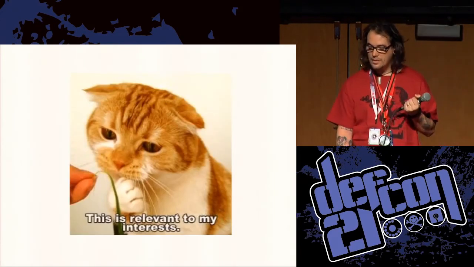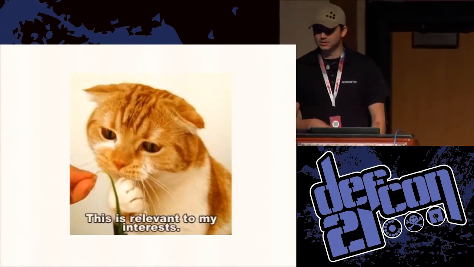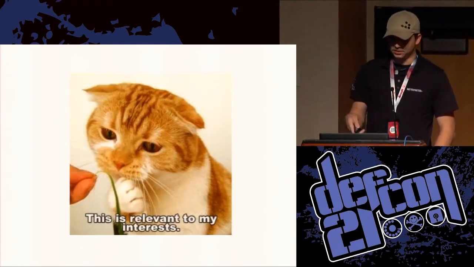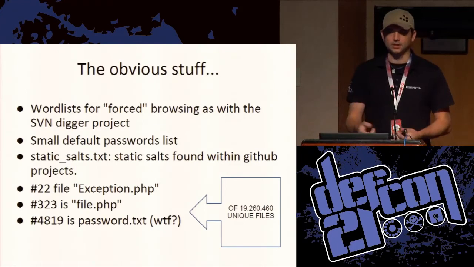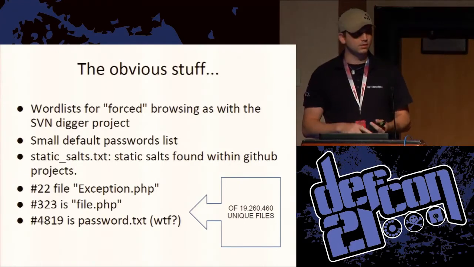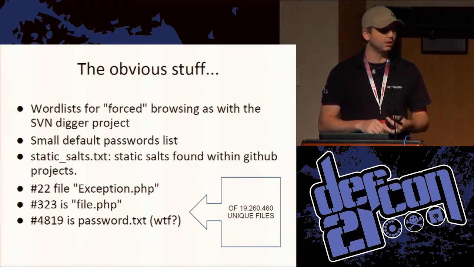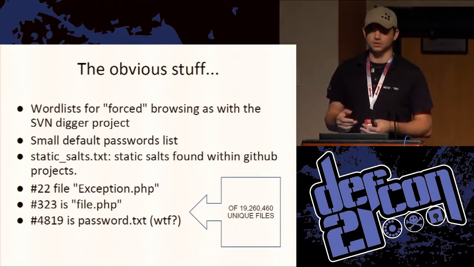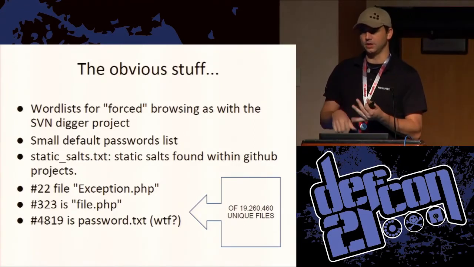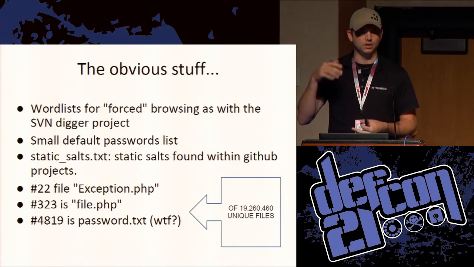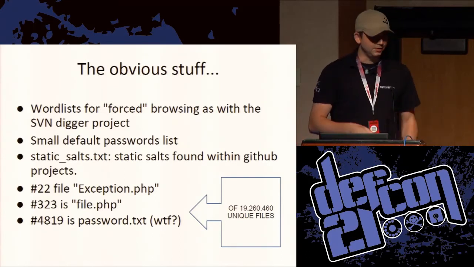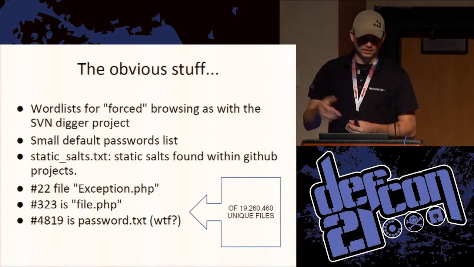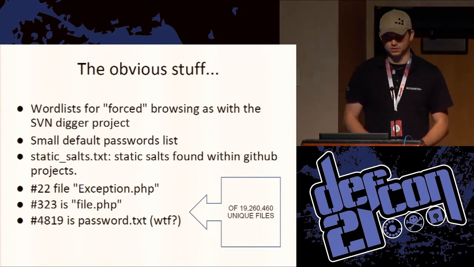So this is where it gets relevant to what I do. I'm a senior red teamer, and one of the things I do is just break stuff. So I already talked about forced browsing. The SVN digger kind of started that whole thing. The great thing about forced browsing is when you get a set of directories or word lists or stuff like that, you can just go through it, exactly like dirbuster, and find it. You can actually use these lists with dirbuster.